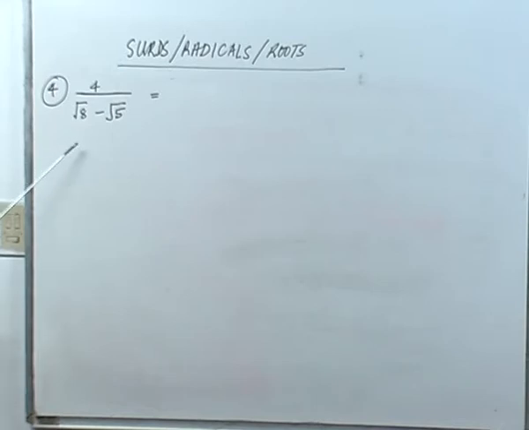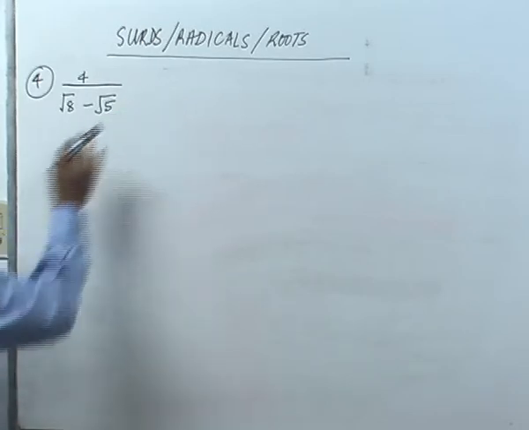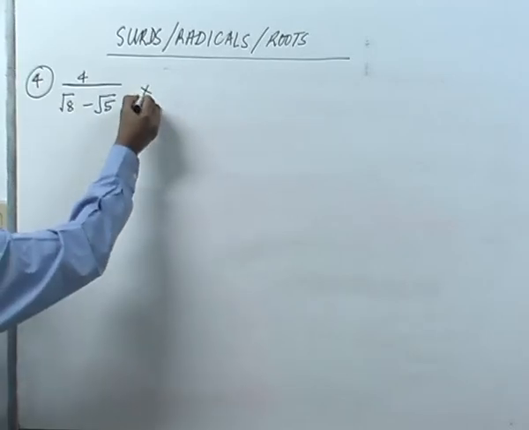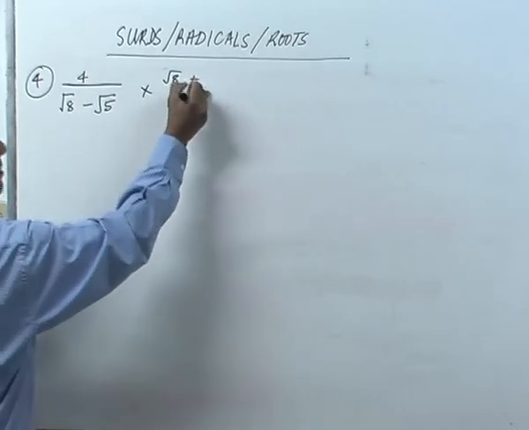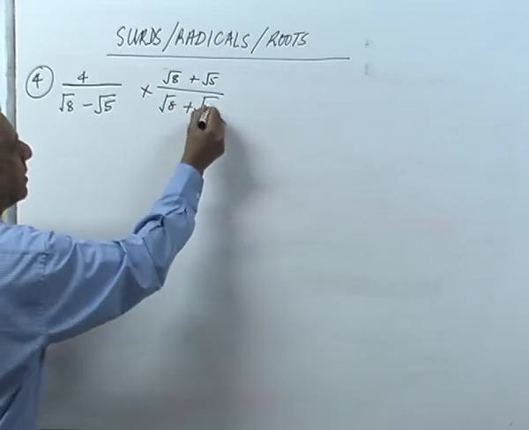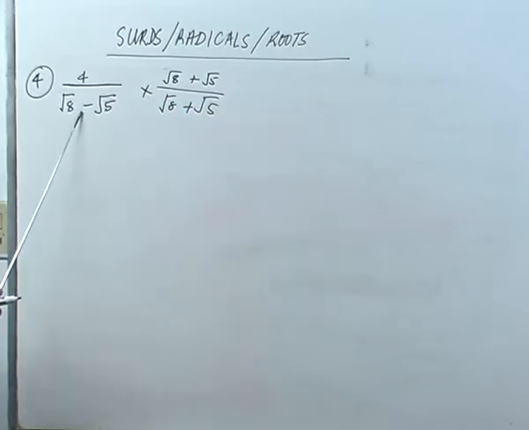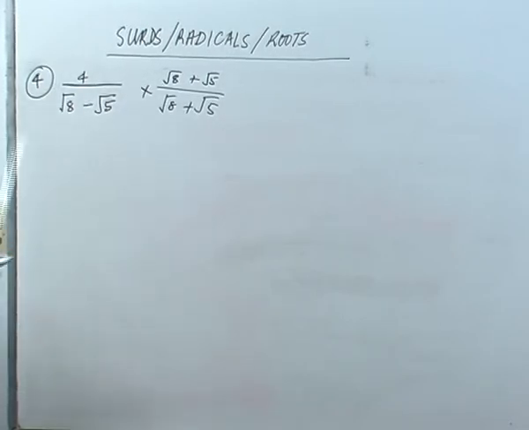Alright, so we're going to rationalize the denominator in number 4, where we've got the question 4 over square root of 8 minus square root of 5. So if we have to rationalize this, then we'll have to multiply by square root of 8. Remember, here it was minus, therefore on that side it will be plus over plus. Remember, this is 1, therefore we're multiplying this whole thing by 1. We're not making any change to it.